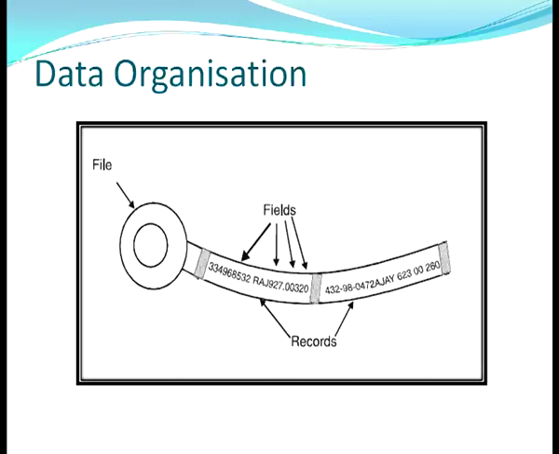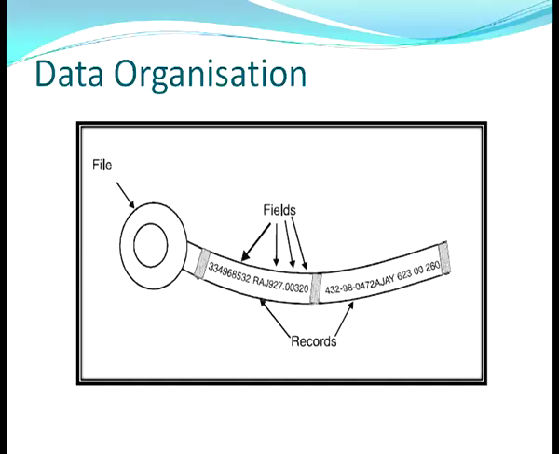So, in this particular diagram, you can see that a file is shown. Inside the file, you have records. Inside the records, you have various fields. You can see with the arrow there, and each field consists of a single data item.